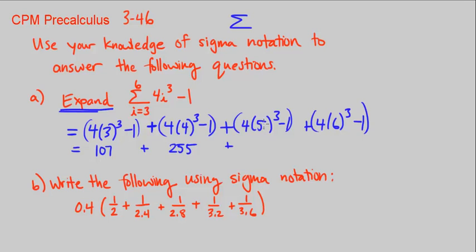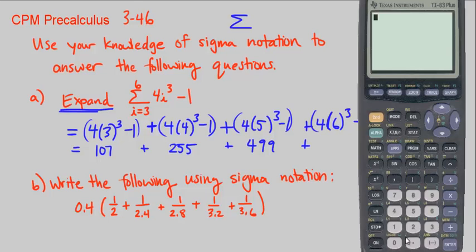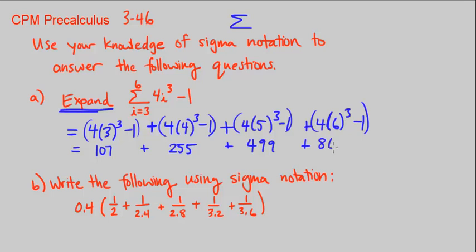not 75, sorry, 5 times 5 is 25, times 5 is 125, that sounds more like it. 125 times 4 is 500, minus 1 is 499, plus 6 times 6 is 36, times 6, what's 36 times 6? It's 216, I should have known that, times 4 is 864, minus 1 is 863.